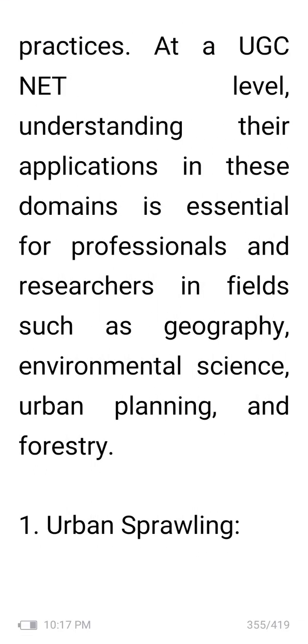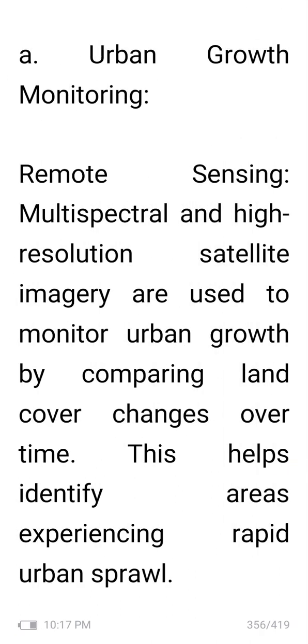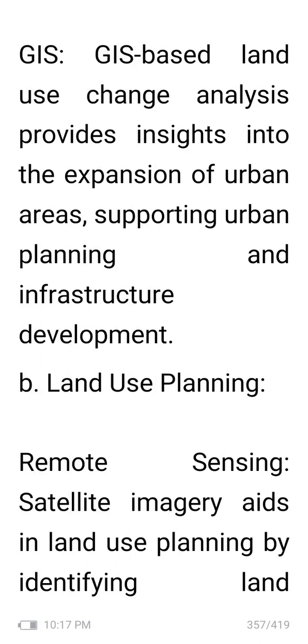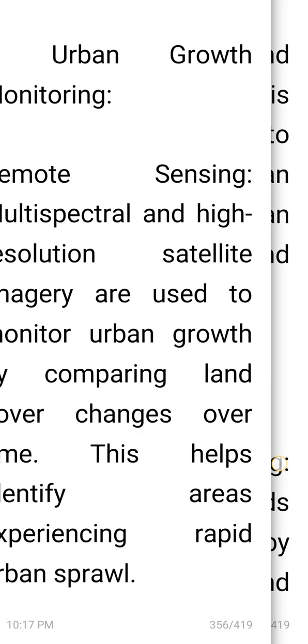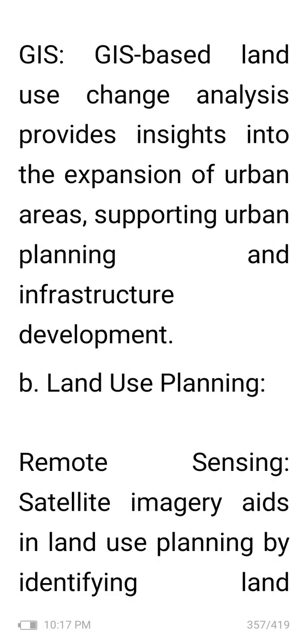practices. Urban sprawl, urban growth monitoring: in remote sensing, multispectral and high-resolution satellite imagery are used to monitor urban growth by comparing land cover changes over time. This helps identify areas experiencing rapid urban sprawl. I'm not sure about the pronunciation. Then GIS-based land use change analysis provides insights into the expansion of urban areas, supporting urban planning and infrastructure development.